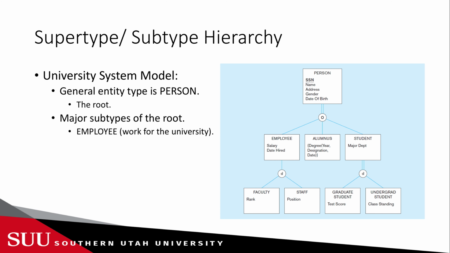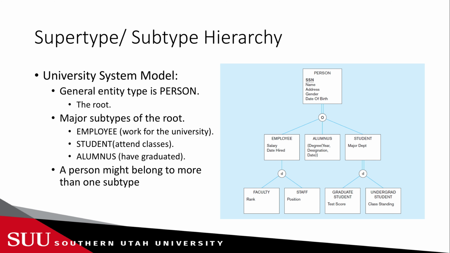So we have employees, which is any person that works in the university. And we have student, who is any person that attends classes. And then we have alumnus, who is any person who has graduated from the university. So a person might belong to more than one of those subtypes. How do we know this? It is by this overlap rule right here.